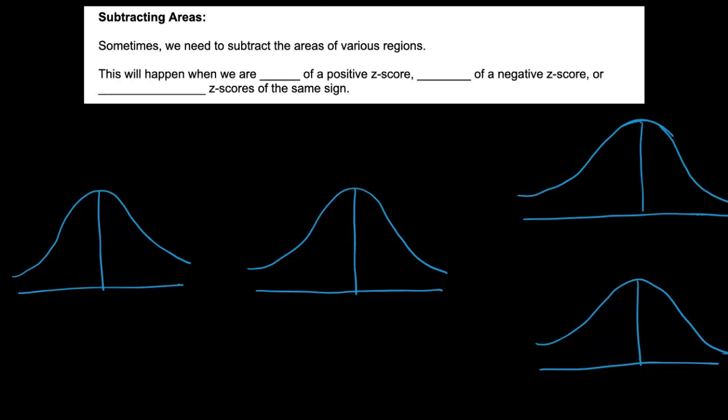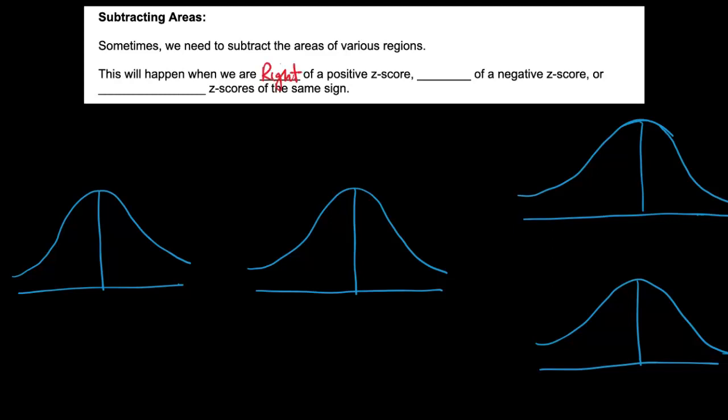In this video, we're going to do some examples where we're asked to find the area under the normal distribution, but we end up needing to subtract to find the areas. And so there's a couple different scenarios where this happens. So the first one is if we're asked to find the area to the right of a positive z-score.